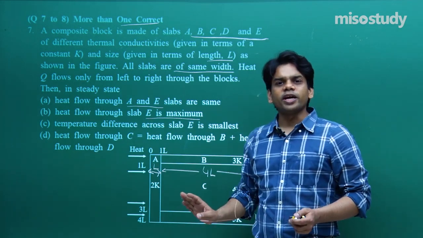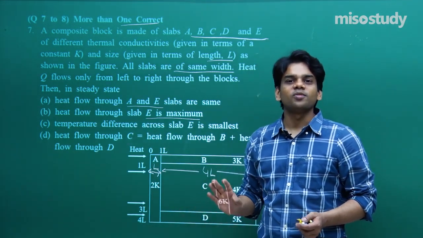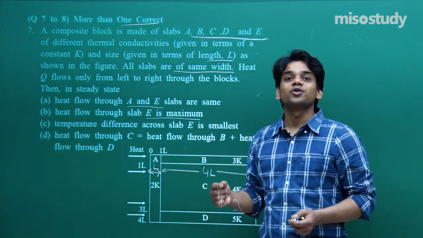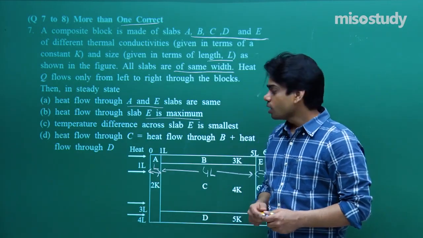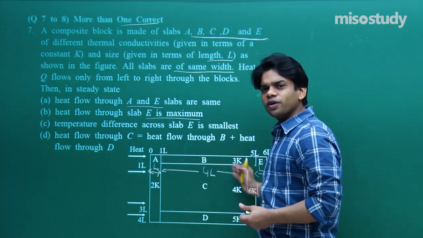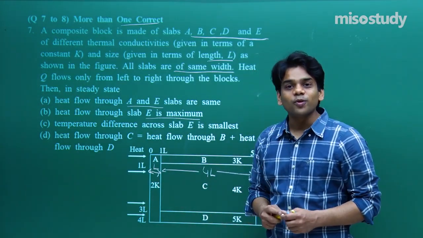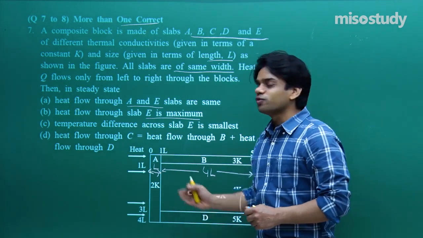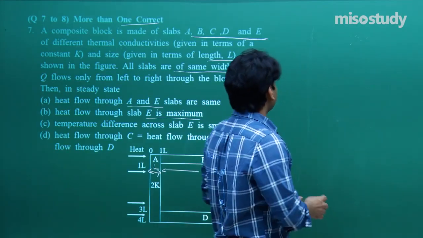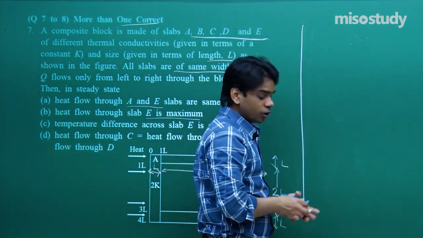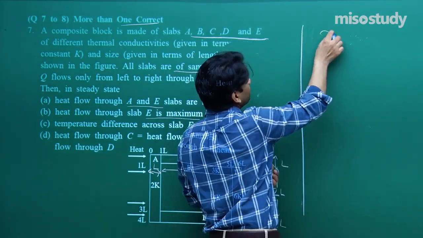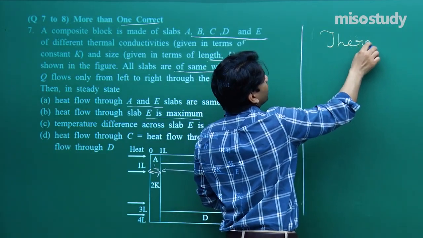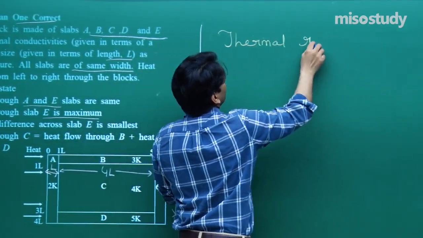So first of all what we can do, I also told you the concept of thermal resistance, that is R equals L by K, which I have told you. So first of all let us try to simplify this problem, let us try to evaluate the thermal resistance for each of the slabs. We all know that this is a very good question, so you need to be very attentive for the next 5 to 7 minutes that we will be devoting to solve this problem.